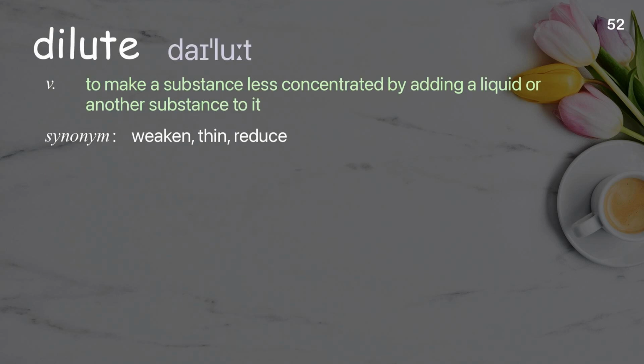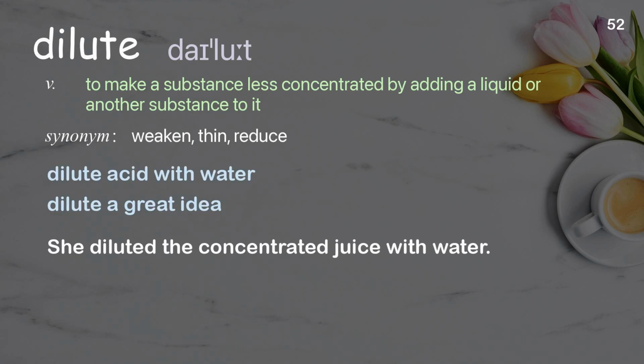Dilute. To make a substance less concentrated by adding a liquid or another substance to it. Examples: Dilute acid with water. Dilute a great idea. She diluted the concentrated juice with water.